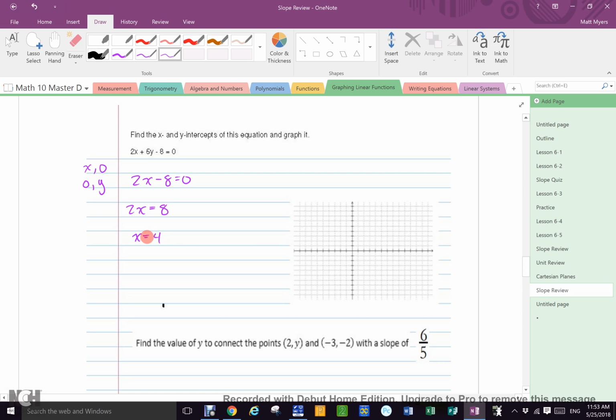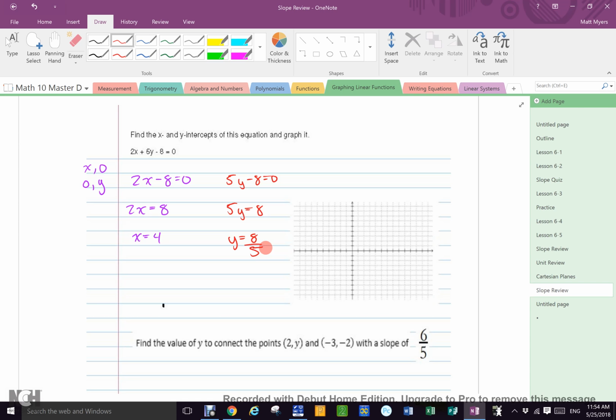Should I put that on this graph now? No. Why not? Scale might have to change. Then I go over here, and if x is 0, what happens to the x value? Drops out, so I have 5y minus 8 equals 0. 5y equals 8. Y equals 8/5. Ooh, intrigue. Which means I need to change the scale of the y-axis.